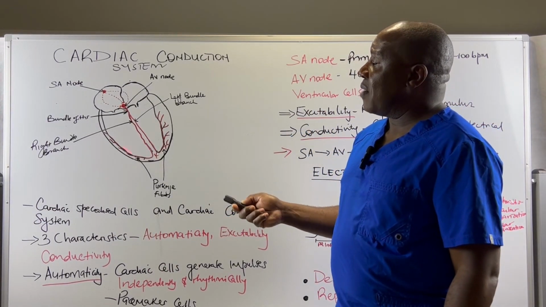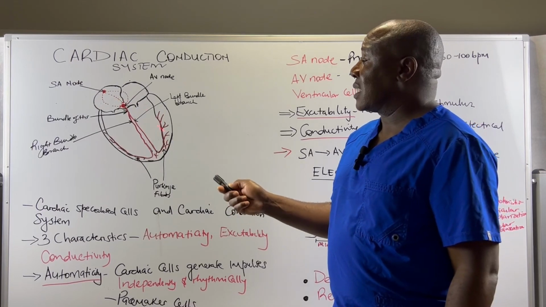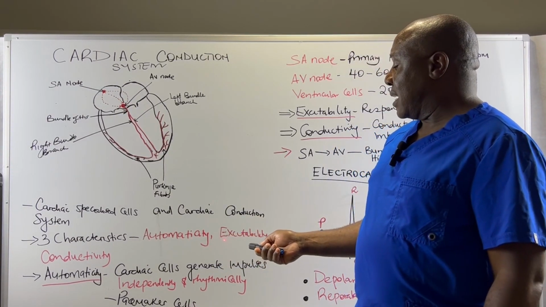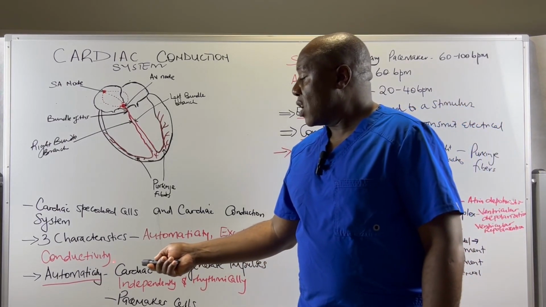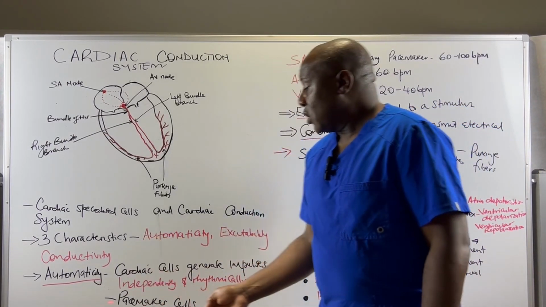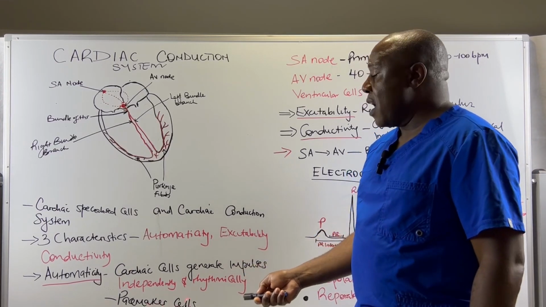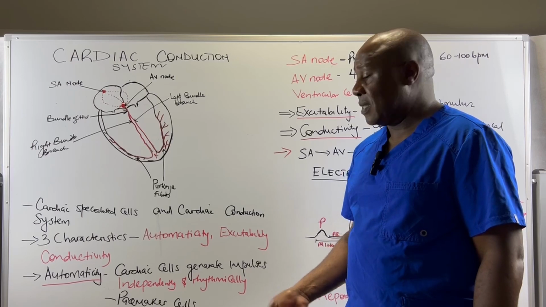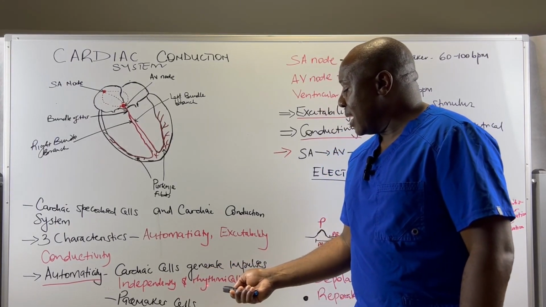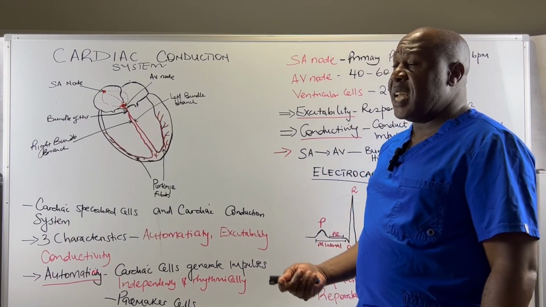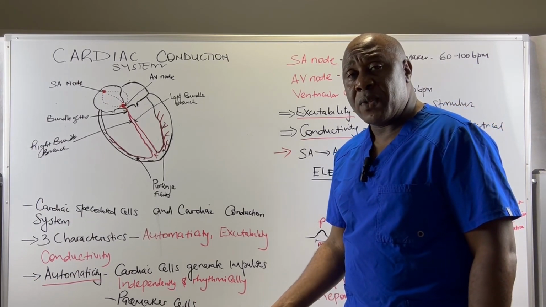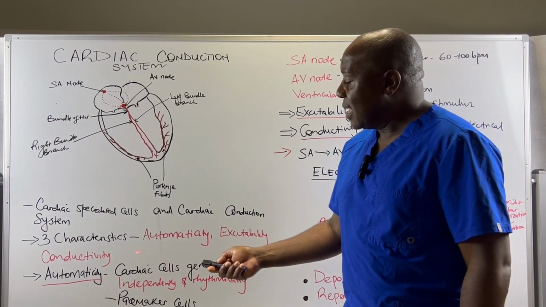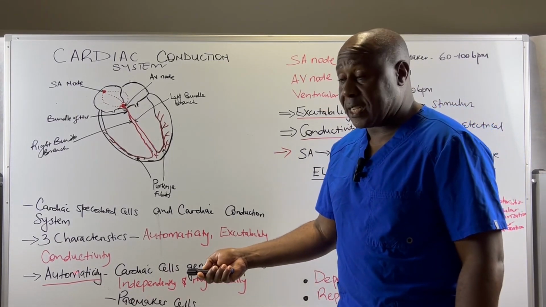The cardiac cells have three major characteristics. We have automaticity, excitability, and conductivity. Cardiac cells have the ability to generate or initiate electrical impulses independently and rhythmically. They can generate electrical impulses on their own and in a particular rhythm. When they do this, we say that cardiac cells are automatic.